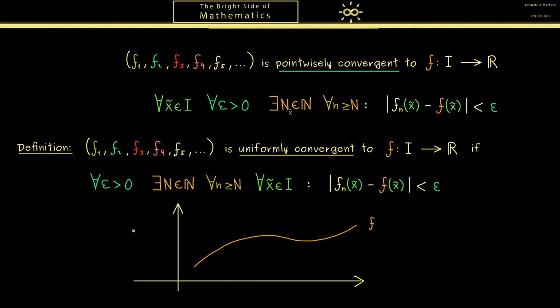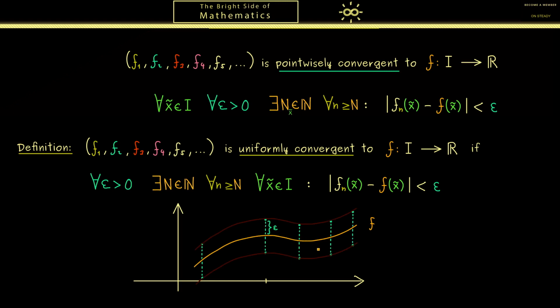Let's visualize that in a picture. So here you see the graph of the function f, which is our limit function. Now if we fix one point x tilde on the x-axis, this inequality here tells us that the value fn of x tilde lies somewhere in this region. So we have our epsilon here and here. However, we also know this inequality here should hold for all x tilde. Hence we have to move this region here through all the points.